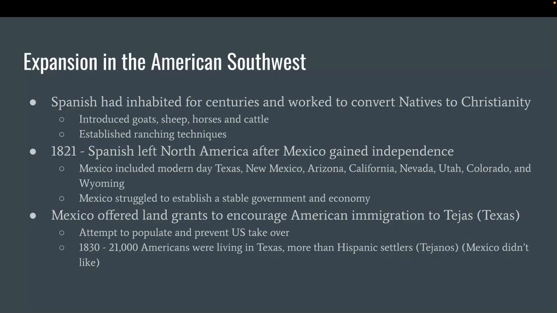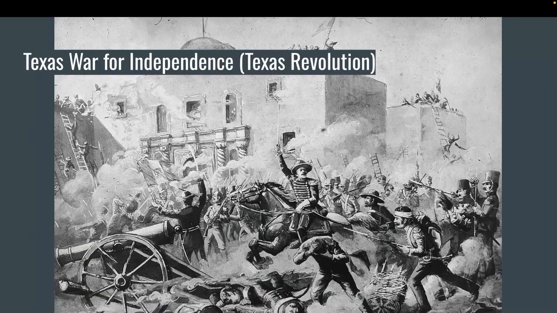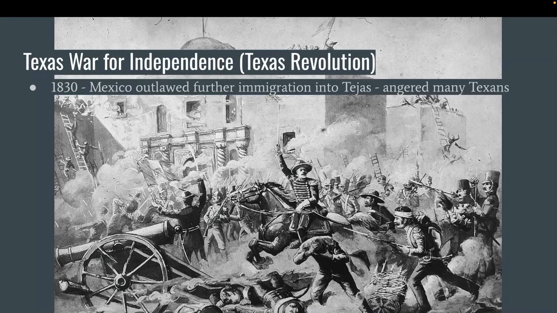This was an attempt to populate and prevent U.S. takeover of Mexico. So in 1830, 21,000 Americans were living in Texas. This is more than Hispanic settlers, the Tejanos, and Mexico essentially didn't really like this. So, Texas is going to stage a revolution. In 1830, Mexico outlawed further immigration into Tejas, which angered many Texans.